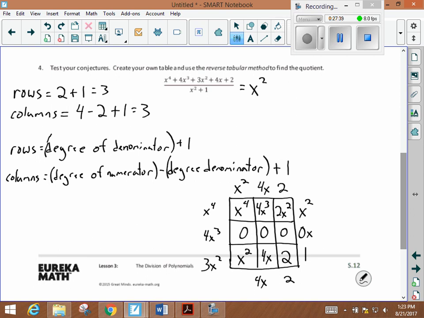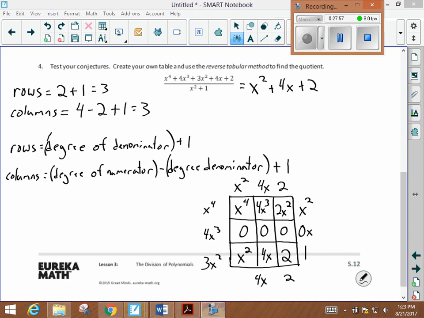All right? So then the answer is x squared plus 4x plus 2, right? Our answer is always going to be the quantity, the polynomial that we have on the top. All right, let's do another one.